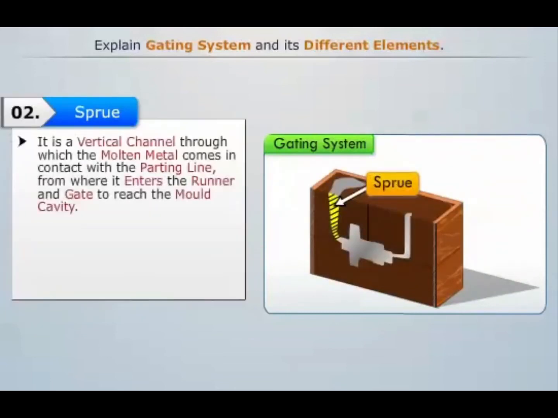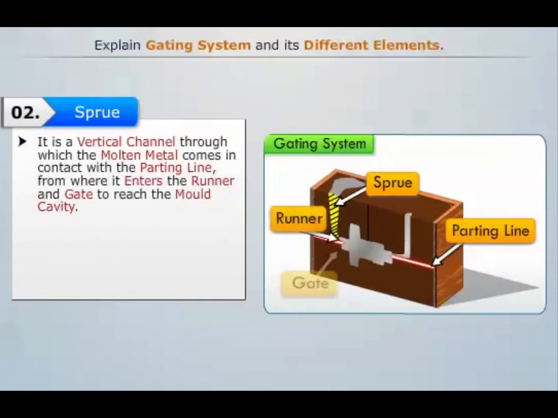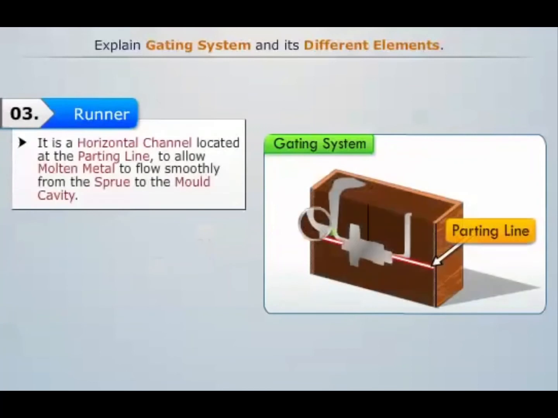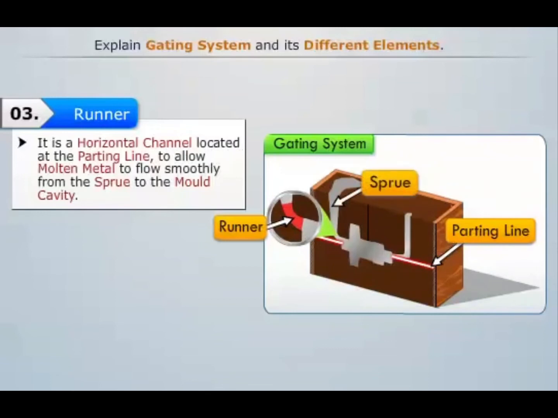Sprue is a vertical channel through which the molten metal comes in contact with the parting line, from where it enters the runner and the gate to reach the mold cavity. Note that the channel is tapered at the bottom in order to provide a low pressure area to the molten metal. Runner is a horizontal channel located at the parting line to allow molten metal to flow smoothly from the sprue to the mold cavity.